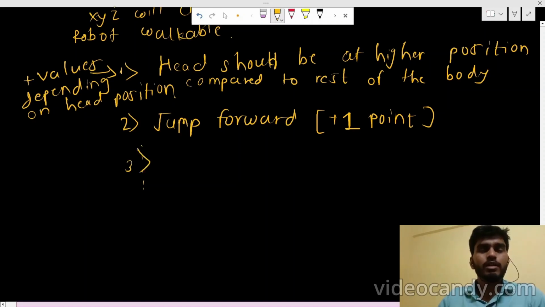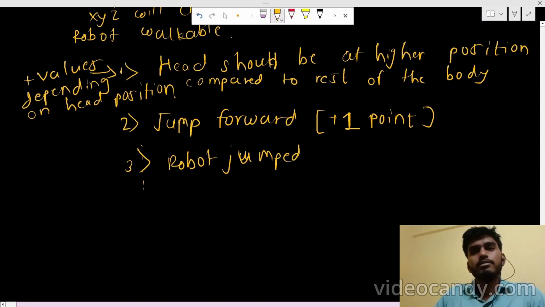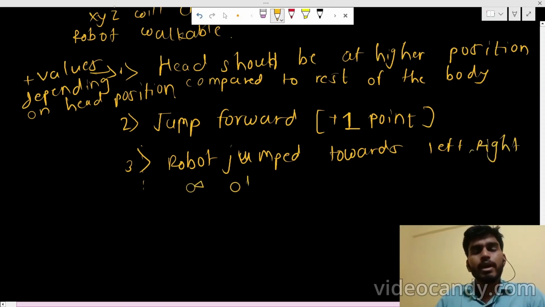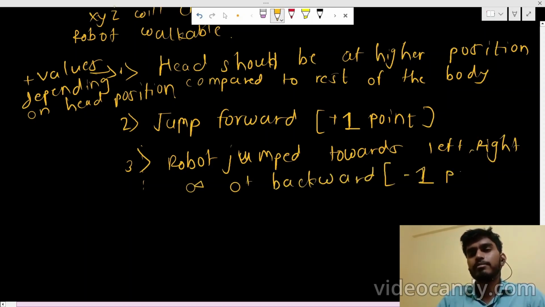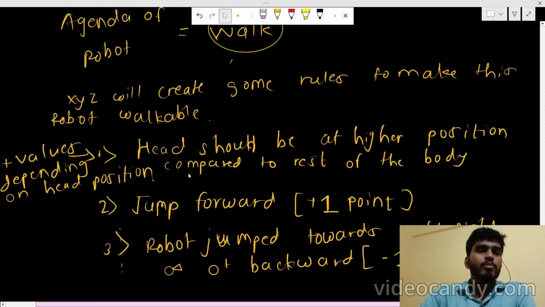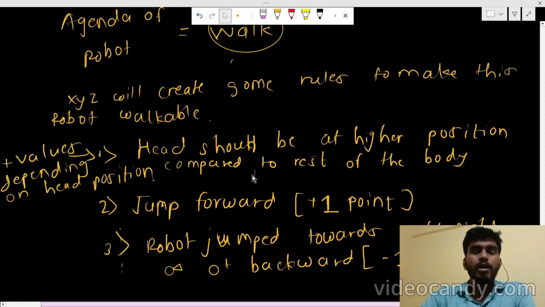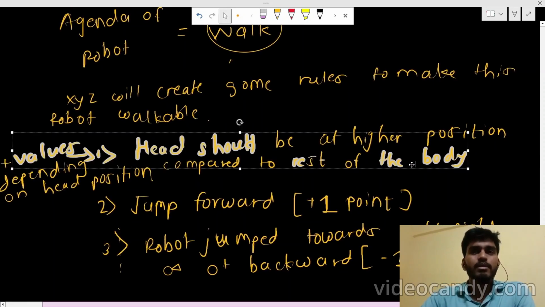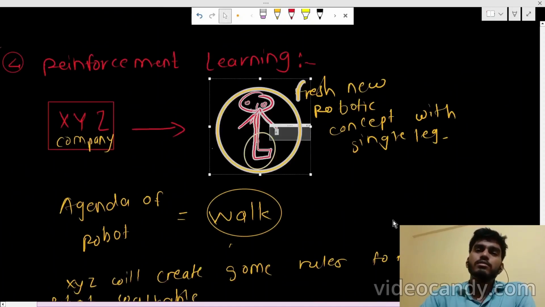So now suppose there is another rule that if the robot jumped towards the left, right, or backward, it will get penalized by minus 1 point. So now the robot will follow only positive reward based actions. Initially it will fail lots of times.